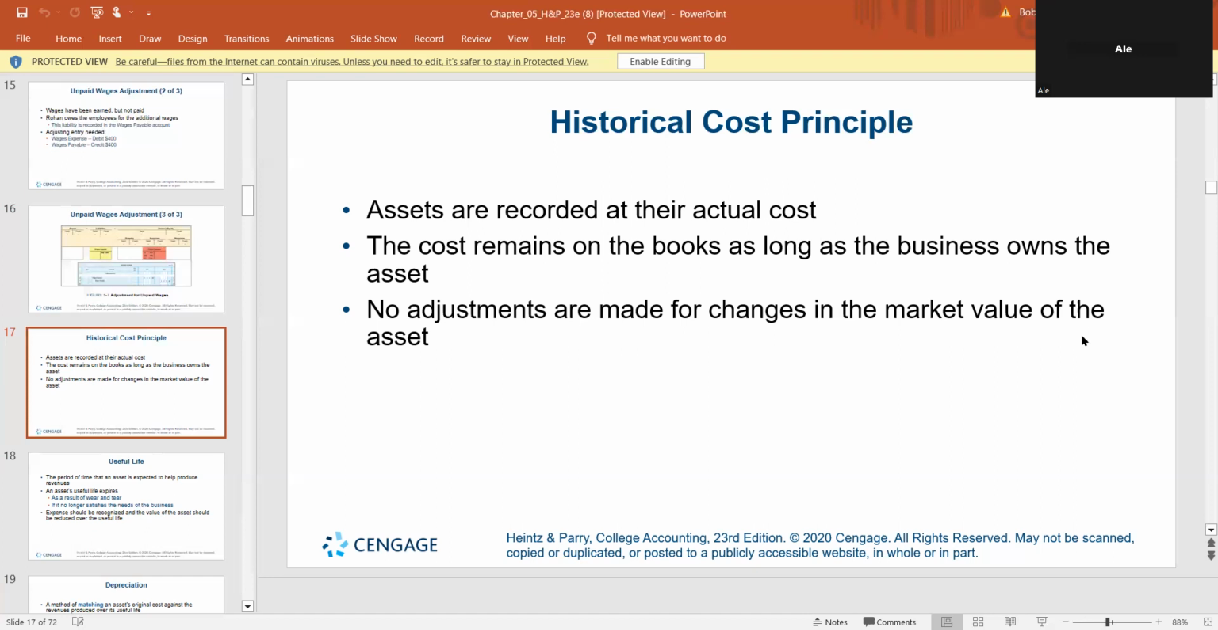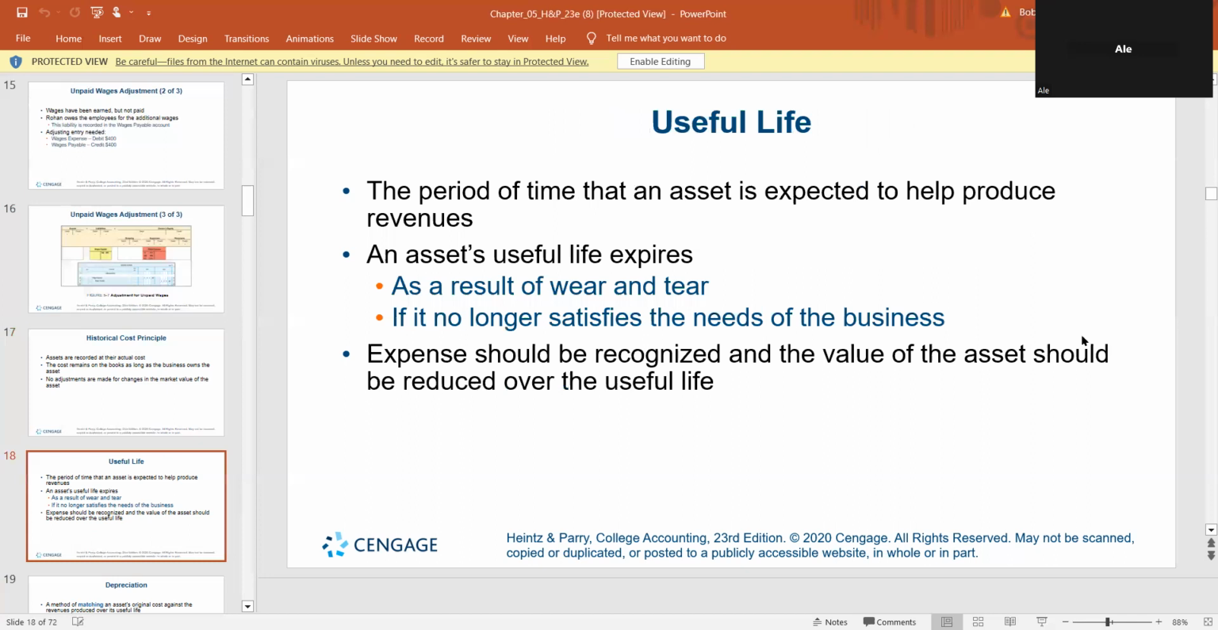But if the cost goes down, if it turns out that machine stinks, it doesn't do the job, you have no benefit from it, then you do have to recognize the loss. You always anticipate and record losses, and you never anticipate and record gains. That's an accounting principle. Historical cost, everything is on your balance sheet at the actual cost.